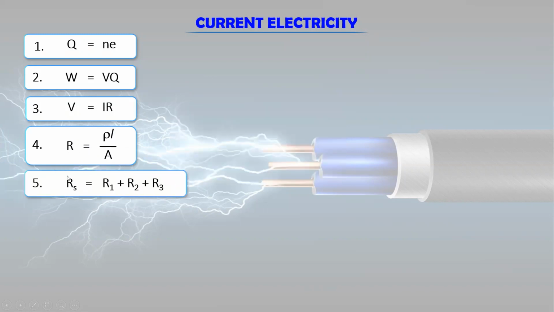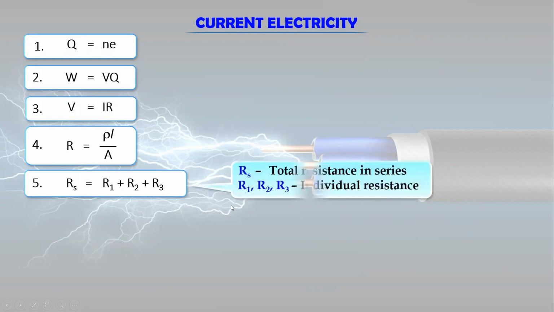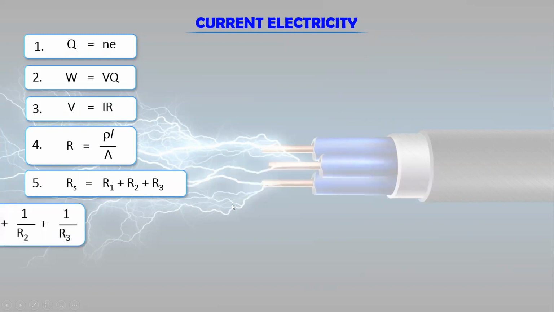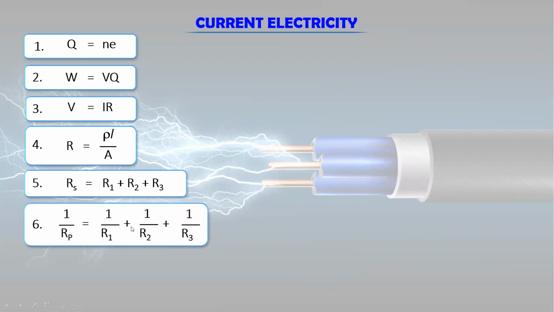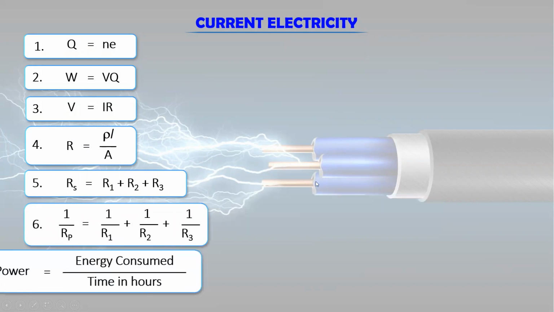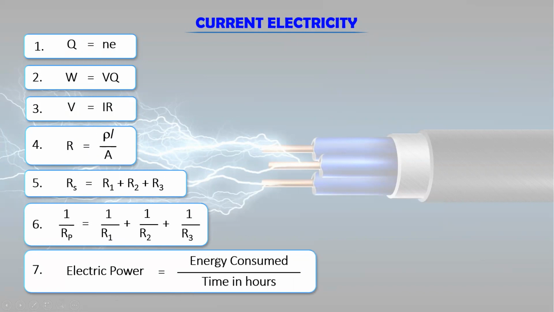Then this is the formula for resistance in series, that is the summation of individual resistances. Then we have the formula for resistance in parallel, that is the summation of reciprocals of individual resistances. And finally we have electrical power, that is energy consumed upon time in hours. If I have to find the electrical energy, I'll take time to the other side and it becomes multiplied. So energy consumed is electrical power into time.